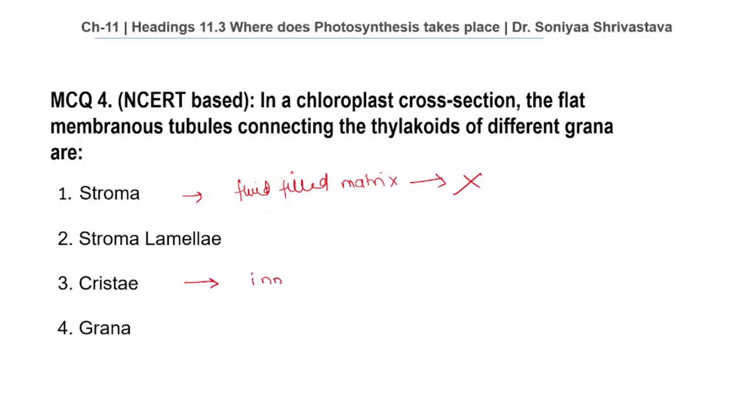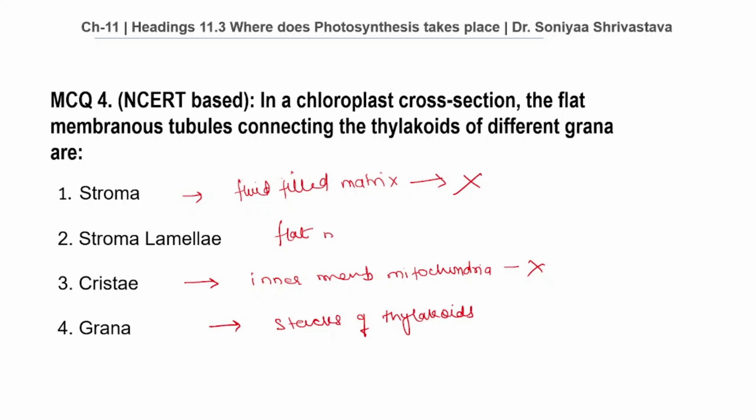Cristae is the inner membrane of mitochondria. So this is also the wrong option. Grana is the stacks of thylakoids, and the stacks of thylakoids are connected with flat membranous tubules. So this is our right answer. This is wrong.